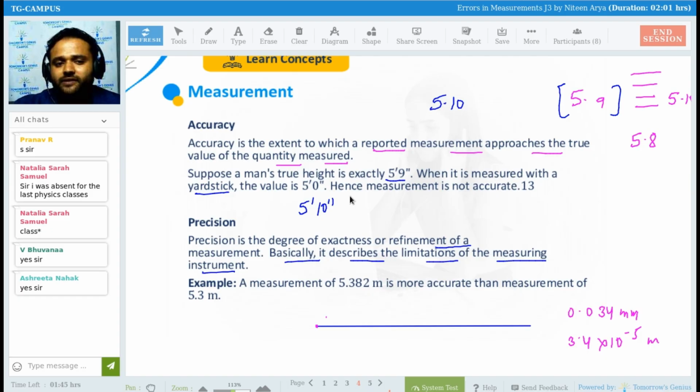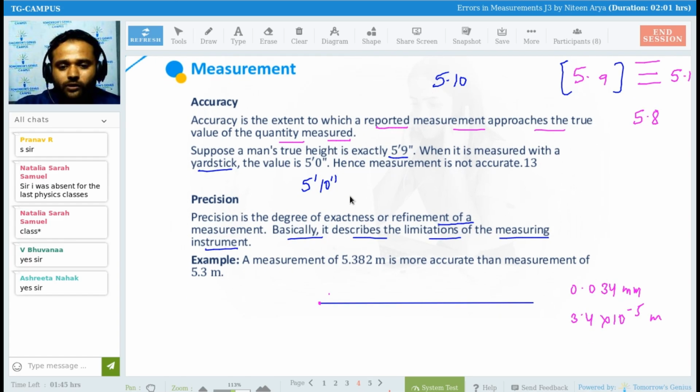So if you are trying to observe this with a millimeter scale, obviously you are going to make a mistake, and that is not accurate. Why so? Because the precision of that particular instrument is not sufficient to observe this, because it is of the order of 34 micrometer. What is a micrometer? 1 micrometer is 10 to the power minus 6 meter.